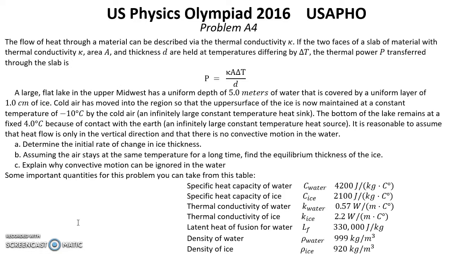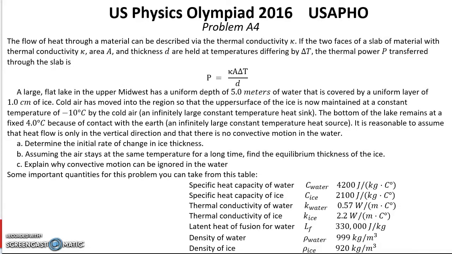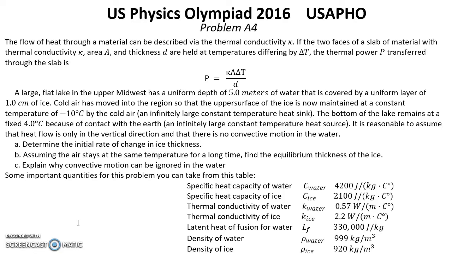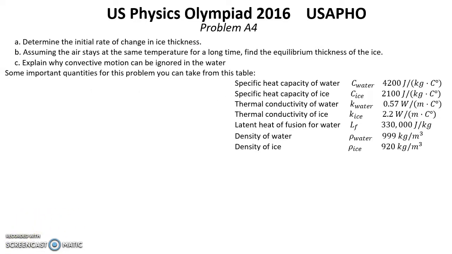Question A. Determine the initial rate of change in ice thickness. Question B. Assuming the air stays at the same temperature for a long time, find the equilibrium thickness of the ice. Question C. Explain why convective motion can be ignored in the water. Some important quantities for this problem you can take from this table. Solution. Solution for question A. Determine the initial rate of change in ice thickness.